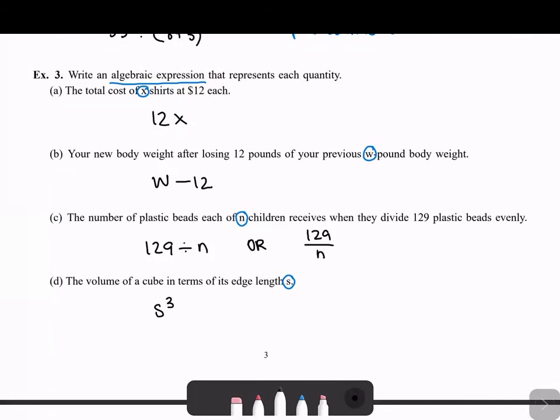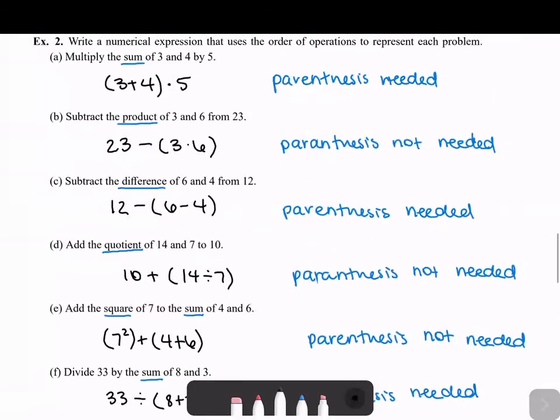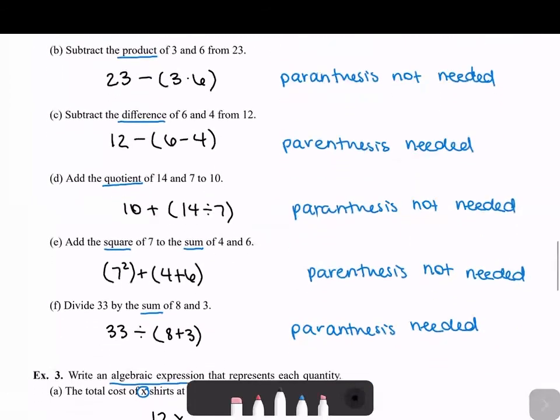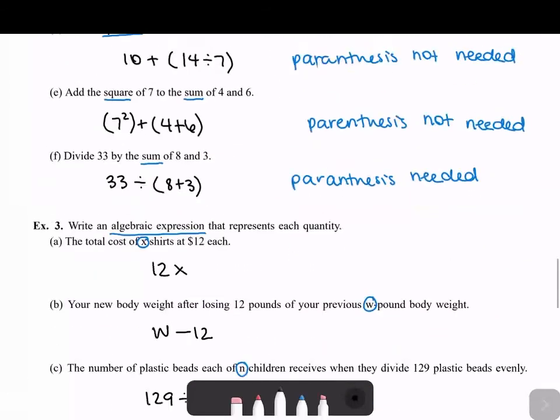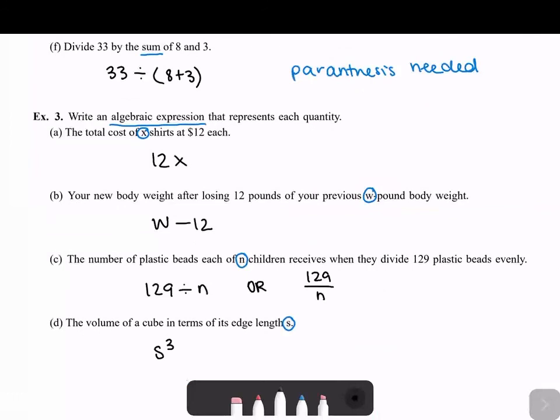Okay, so these are examples of writing numerical expressions and evaluating if we need parentheses or not, and then writing some algebraic expressions with variables. And that's all for this video.